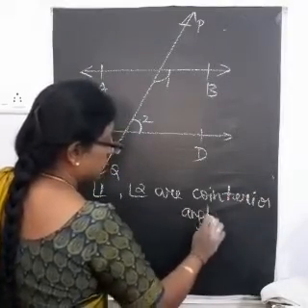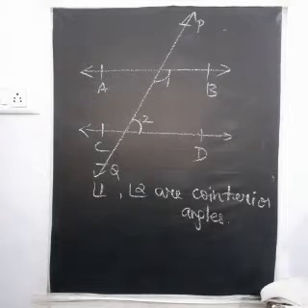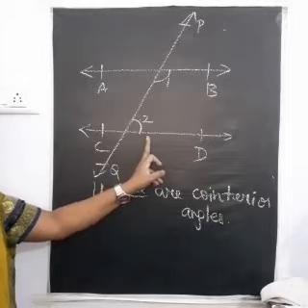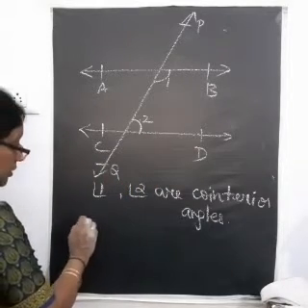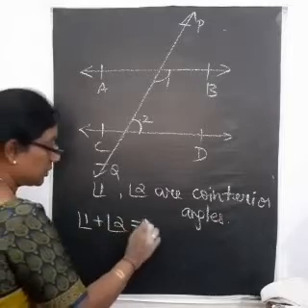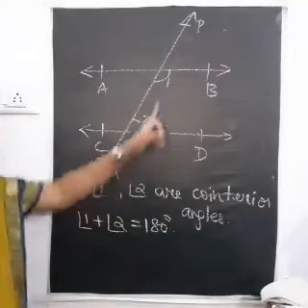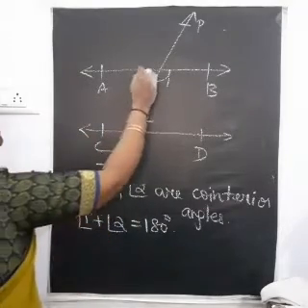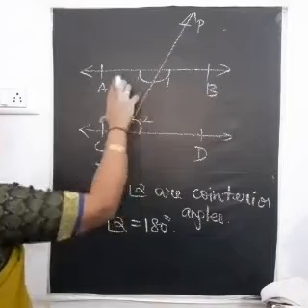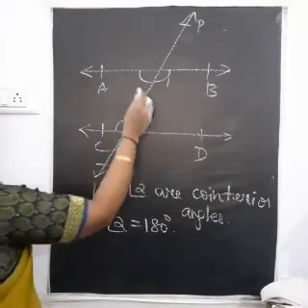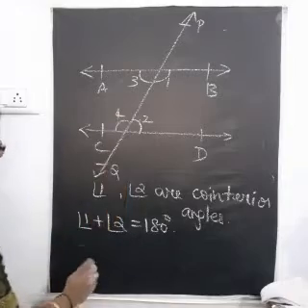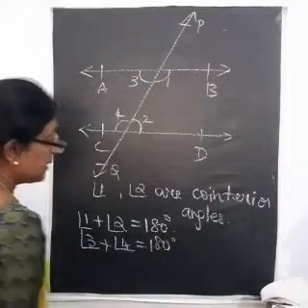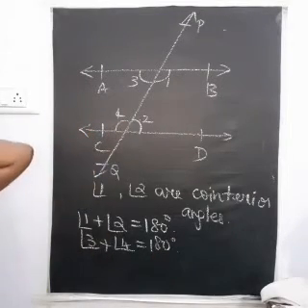angles. Okay, so when they are co-interior angles, these co-interior angles will also always be supplementary. So what is the rule? Angle 1 plus angle 2 equal to 180 degrees. You understand? So these two are called co-interior angles. Now these two also will be co-interior, right? Because they are also coming between two parallel lines. So this we can name it as 3 and 4. So angle 3 plus angle 4 is equal to 180 degrees because they are also co-interior angles.